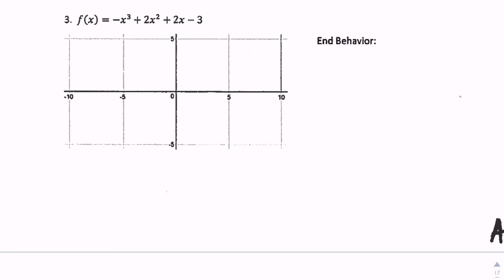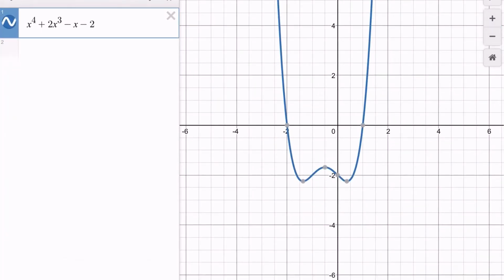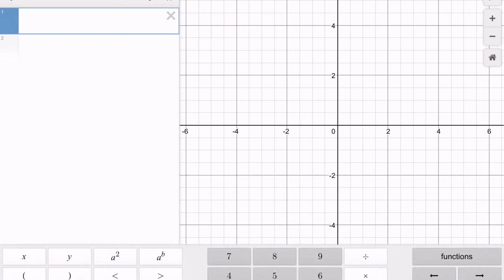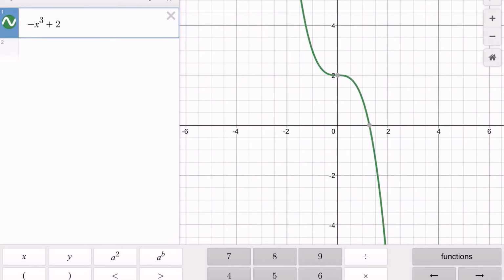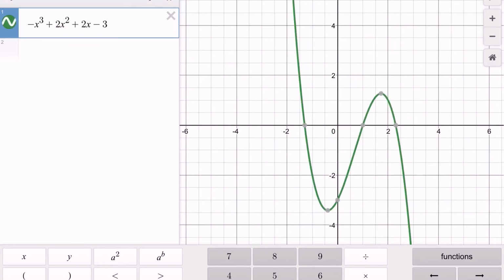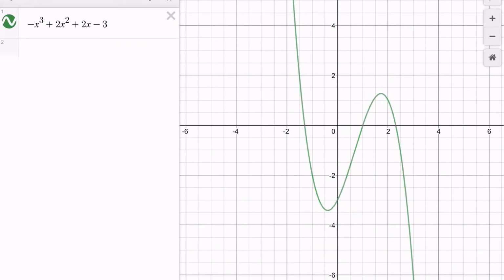Let's take a look at this one. Let's go to our Desmos. This time we have negative x to the third plus 2x squared plus 2x minus 3. This is also a cubic function. It's kind of backwards from the first one we did, and that's because of that negative sign out front.